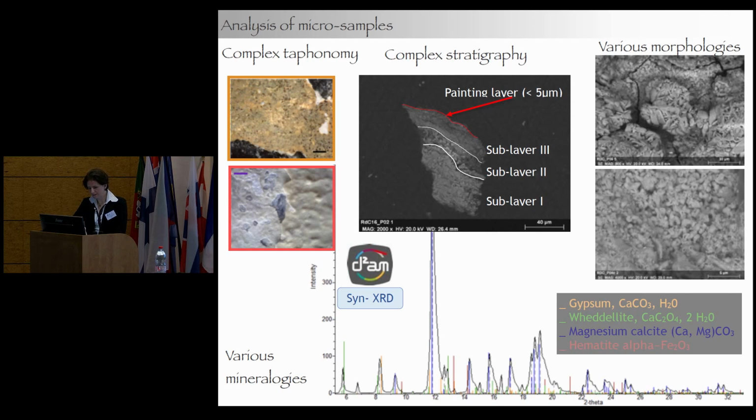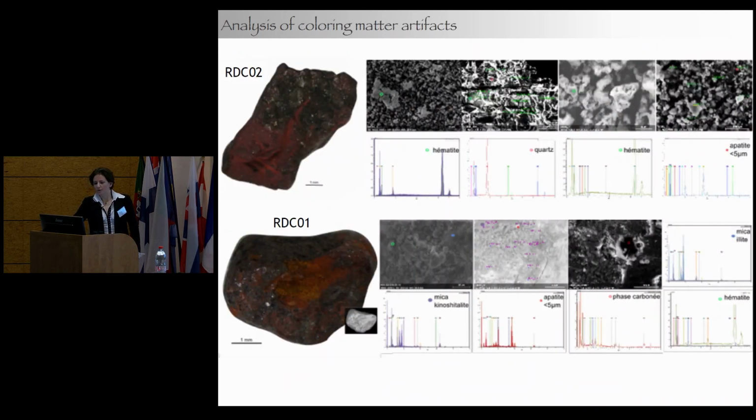low crystallinity. About the coloring matter, there is also a large variety of morphology, and a large mixture of hematite with quartz, and also apatite.